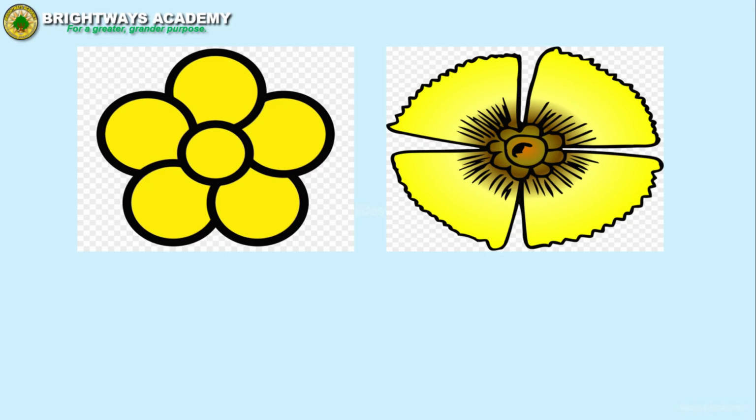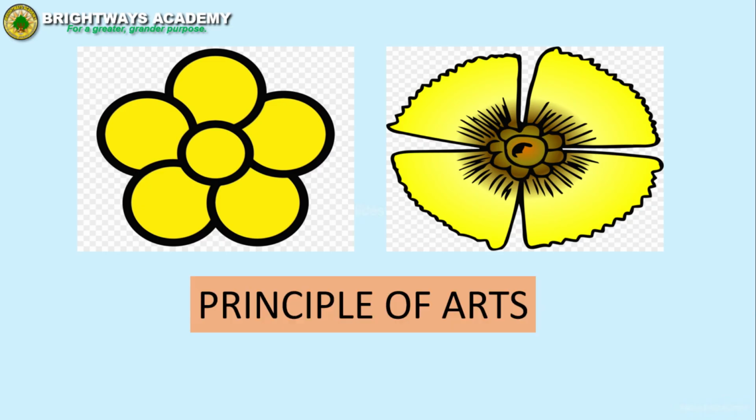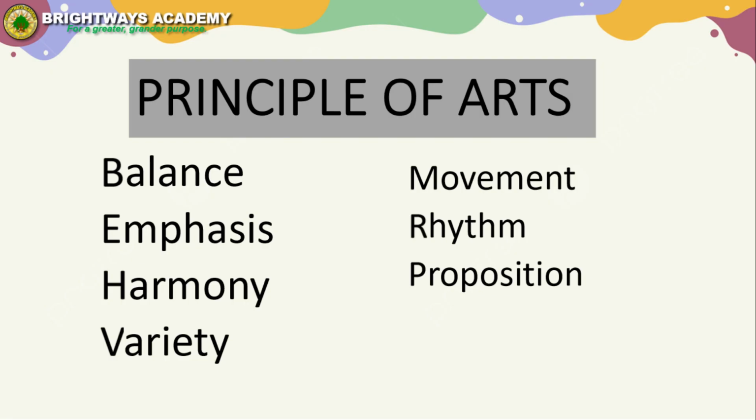So this is how the principles of art go, which is the lesson for today. When we use the principles of art in combining the different elements, we can create a unified design. If we can master the use of these principles, creating art will be second nature to us. We have different principles of art. These are balance, emphasis, harmony, variety, movement, rhythm, and proportion.